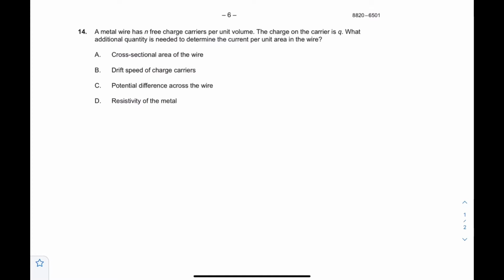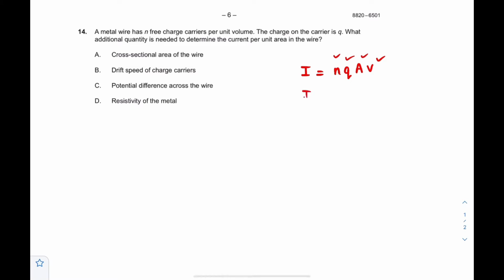So we know that current I is equal to N Q A V, where N is your free charge carriers per unit volume, Q is your charge on the carrier, A is your cross sectional area, and V is your drift speed. So they have asked what additional quantity is needed to determine current per unit area.